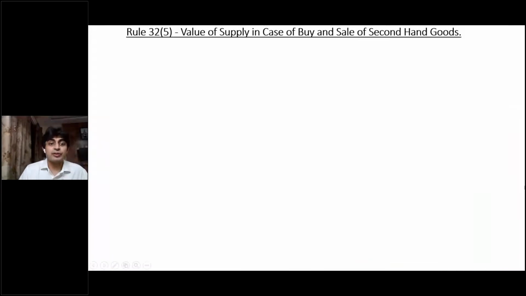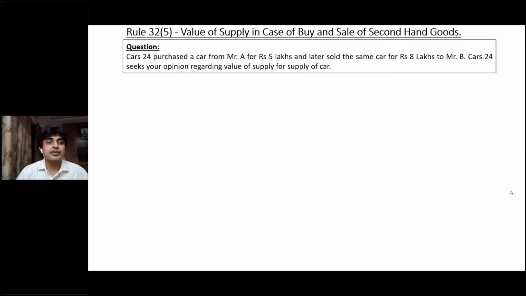Okay, now I will take you to some rules. Rule 32 sub-rule 5. Hectic. Now this is a little bit even more hectic than the previous one. Value of supply in case of buy and sale of second hand goods. Who am I? I'm a dealer. What do I do? I buy second hand goods, I sell second hand goods. I buy goods second hand, I sell the second hand. I'm that dealer.